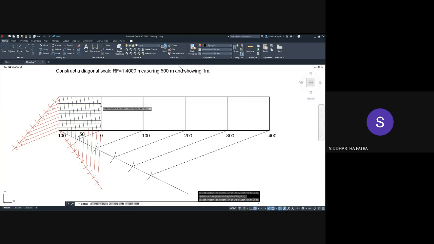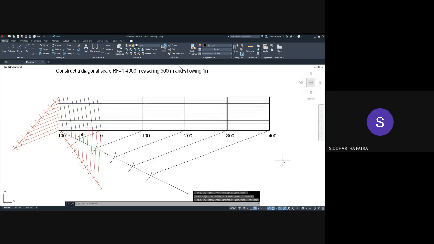One second. Okay, so this completes the drawing of the diagonal scale.